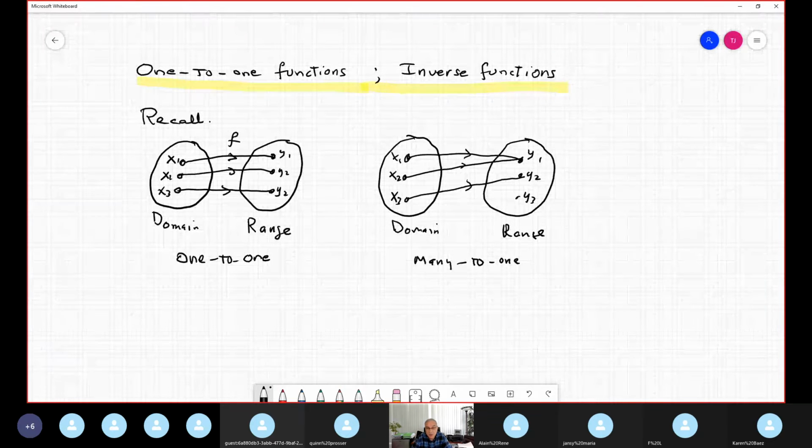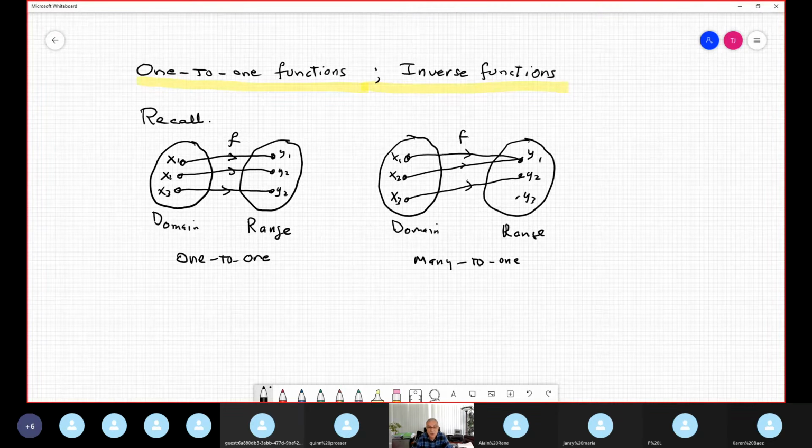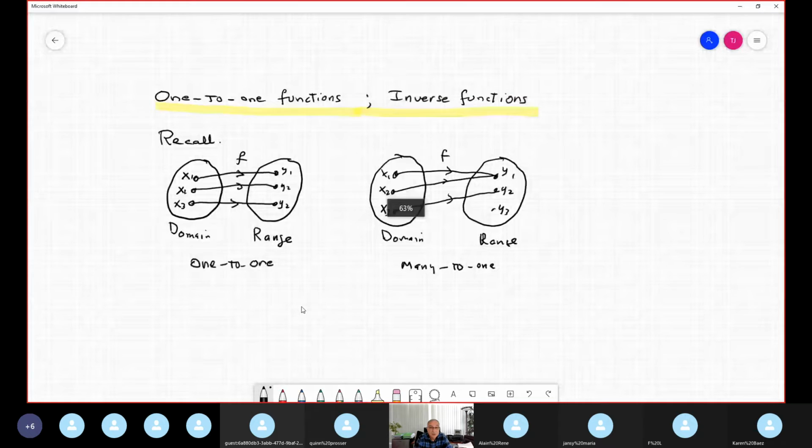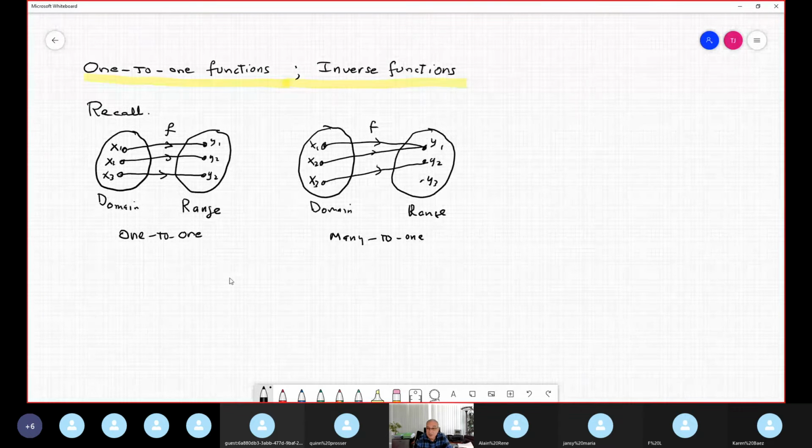Many-to-one is also a function, right? There is no violation of the function. Remember, we have a violation of the definition of the function when we are doing it in this way.